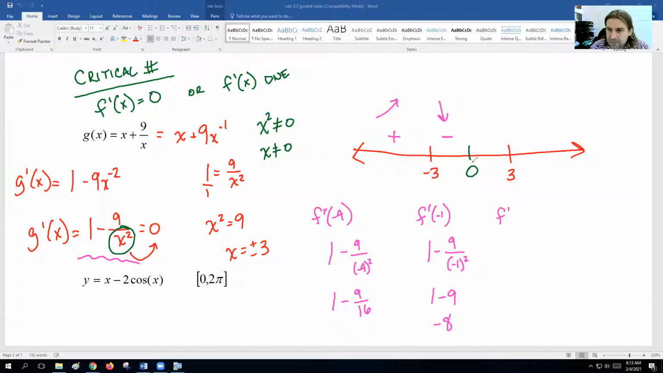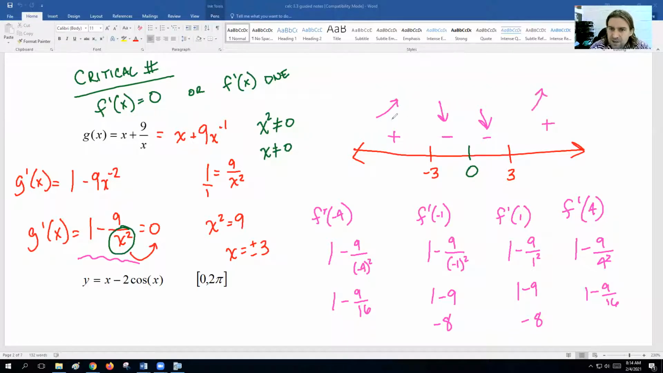Let's pick a number in between 0 and 3, like 1. That's easy because that's 1 minus 9 over 1 squared. That's also 1 minus 9, or -8. So that means the graph is going down again. And then let's pick a number bigger than 3. It doesn't matter, we'll do 4 since it makes it easier. 1 minus 9 over 4 squared is 1 minus 9/16. That's some positive number, so that means the graph is going up. So the graph goes up, down, down, up.